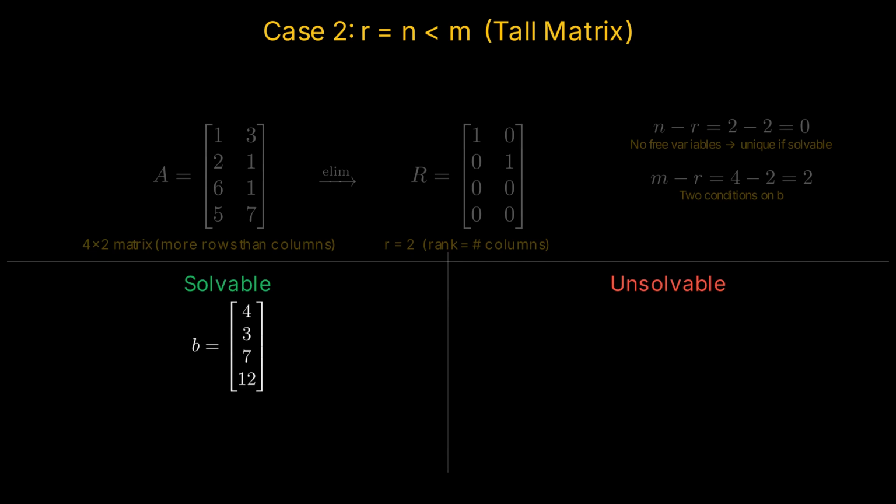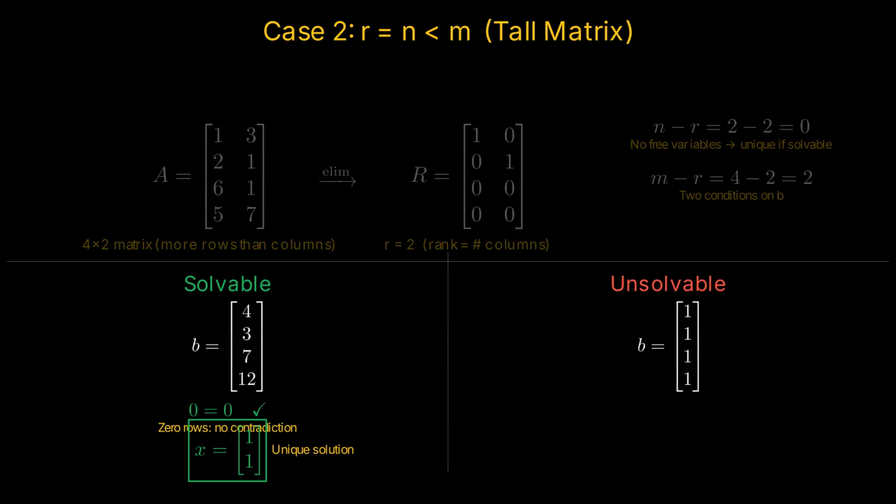Consider the left panel. For b equals 4, 3, 7, 12, those conditions are satisfied. You can verify: 1 times 1 plus 3 times 1 equals 4. 2 times 1 plus 1 times 1 equals 3. 6 times 1 plus 1 times 1 equals 7. And 5 times 1 plus 7 times 1 equals 12. The 0 rows produce 0 equals 0. No contradiction. So the unique solution is x equals 1, 1.